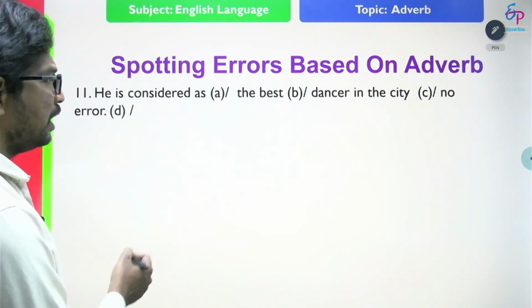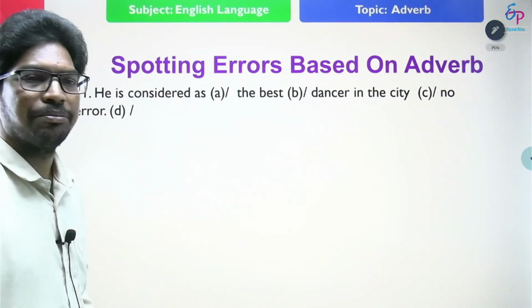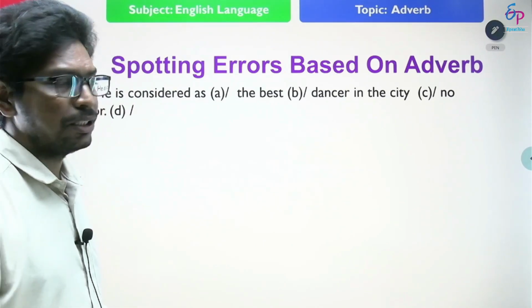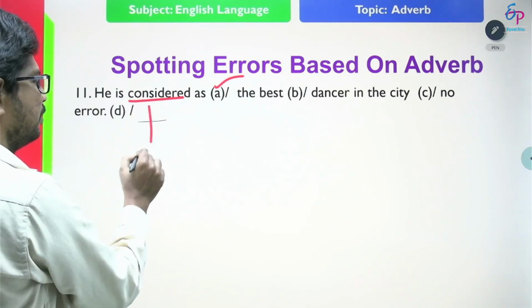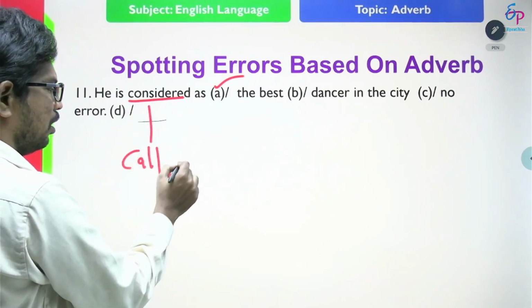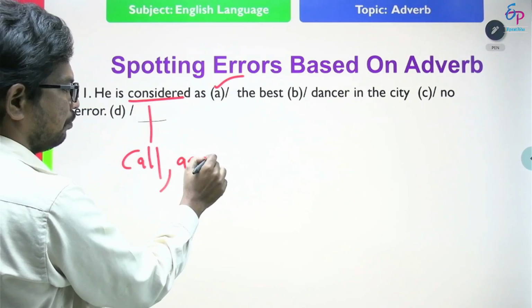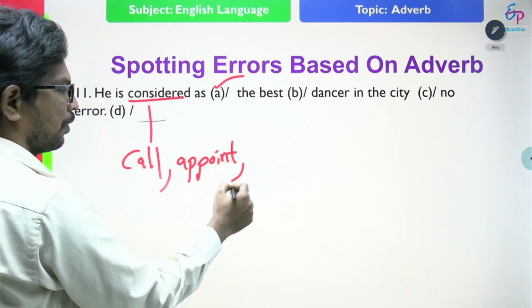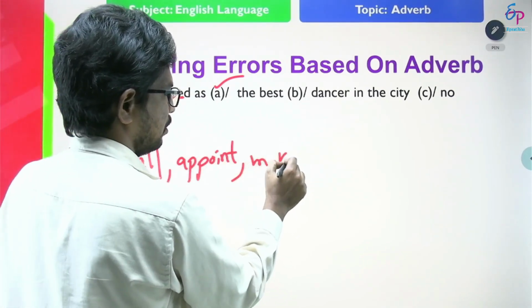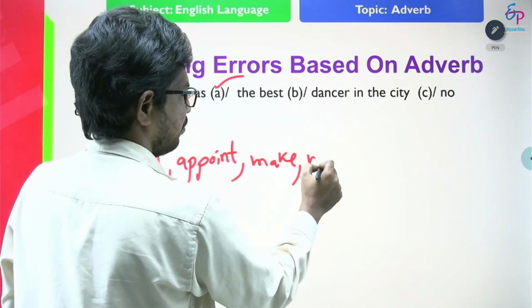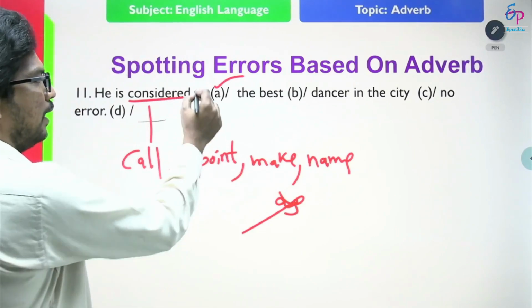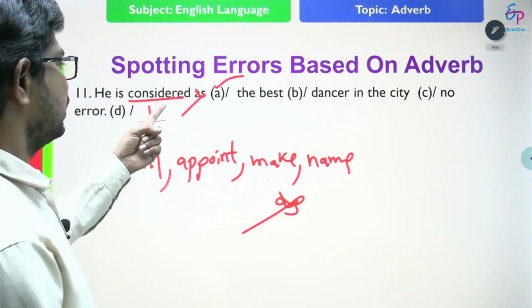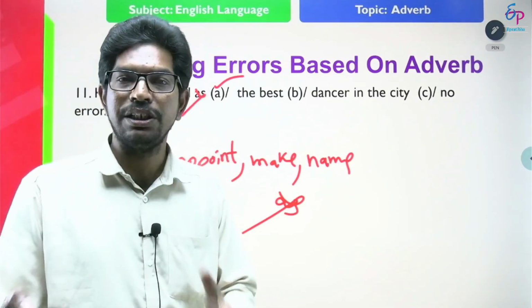Next, look at the next statement and find out the error. He is considered as the best dancer in the city. In this example, error is at B. After the verbs consider, call, appoint, make, name, we do not use as. As has to be eliminated. So he is considered the best dancer in the city is correct.